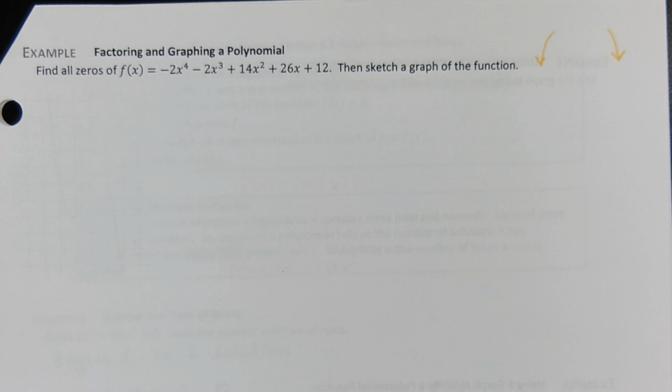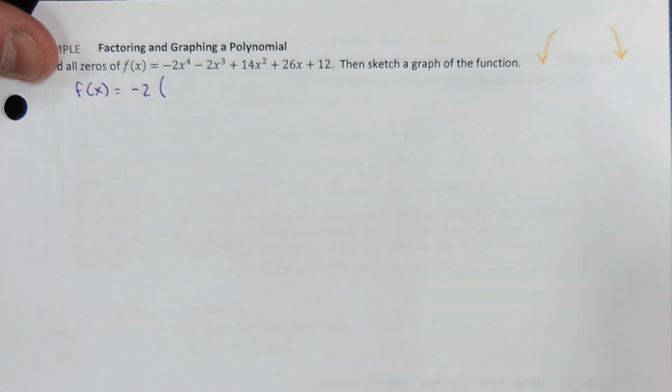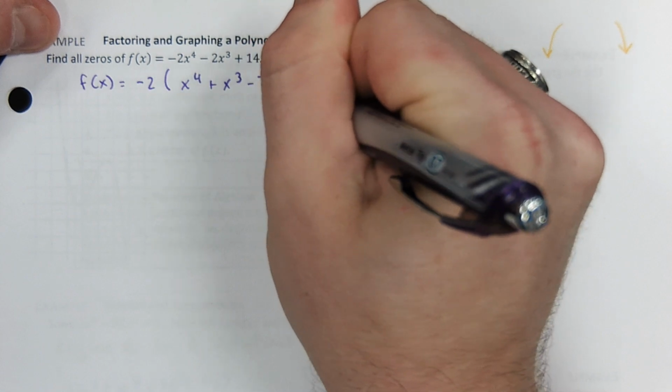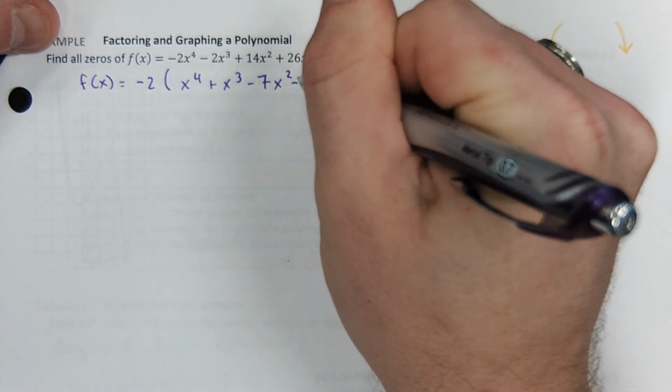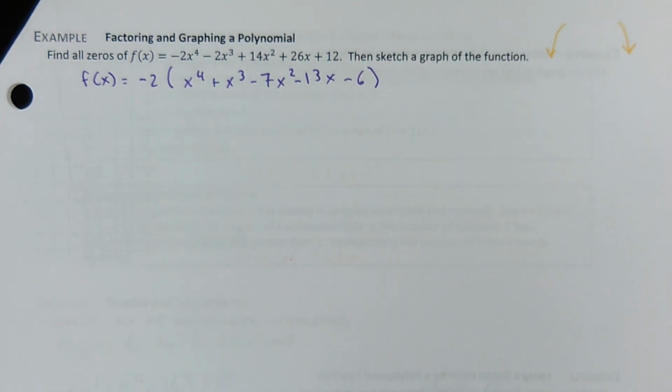Finding all the zeros requires us to factor. And when you're factoring, what's always your very first step? GCF. Yeah, we got to look for that GCF. This one has one. The GCF happens to be -2. Why negative? Because the front term is negative. So dividing everything by -2 is going to give me x to the 4th plus x to the 3rd minus 7x squared minus 13x minus 6. I didn't goof up any symbols, did I? No. Dividing by negative changes them all.